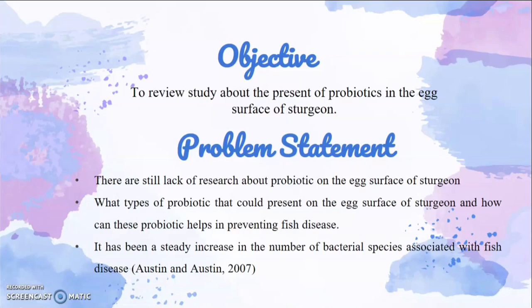of sturgeon. For the problem statement, there is still a lack of research about probiotic on the egg surface of sturgeon, what type of probiotic could be present on the egg surface of sturgeon, and how this probiotic could help in preventing fish disease. There has been a steady increase in the number of bacterial species associated with fish disease.